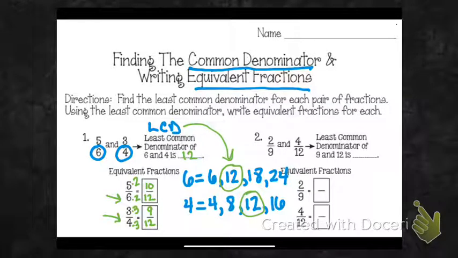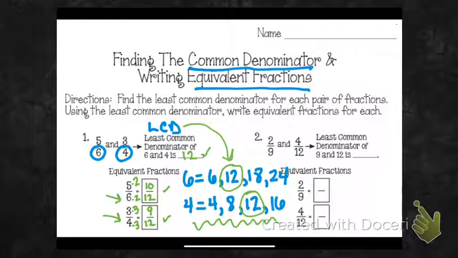Good. So our actual answers here are that the LCD is 12 and that our equivalent fractions are 10/12 and 9/12. Now remember, if you don't need to write out all of the multiples, that's okay. I don't need to see that work as long as you're getting the right answer.